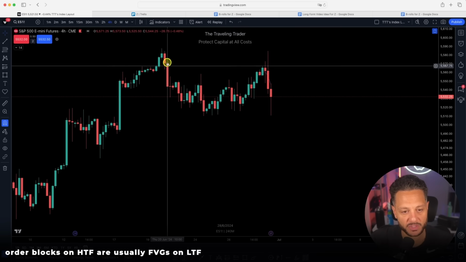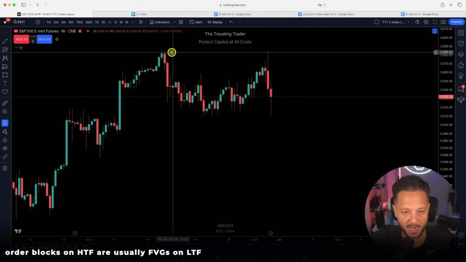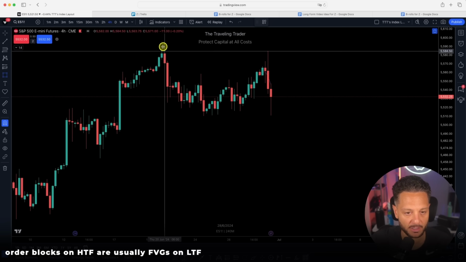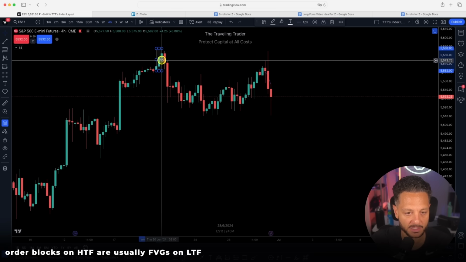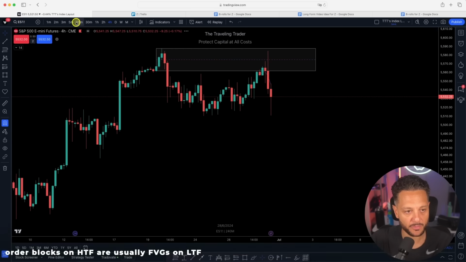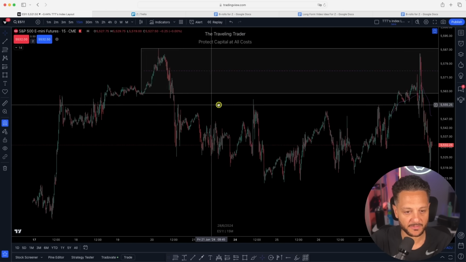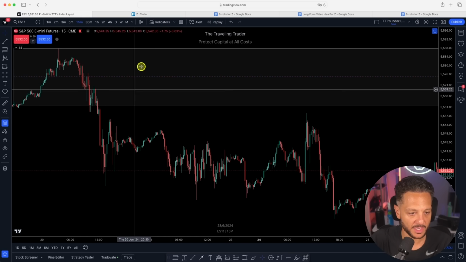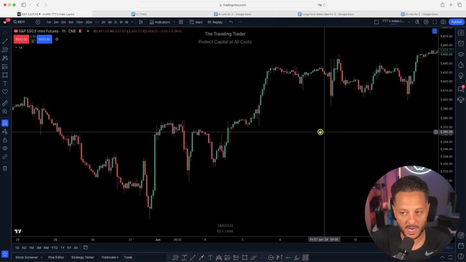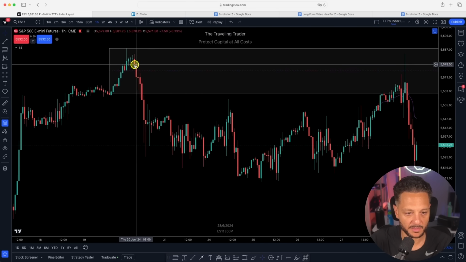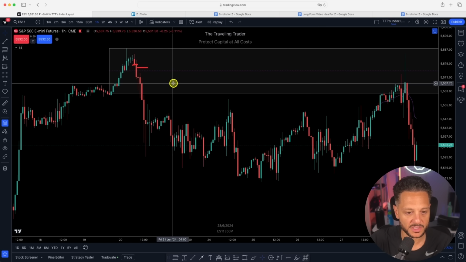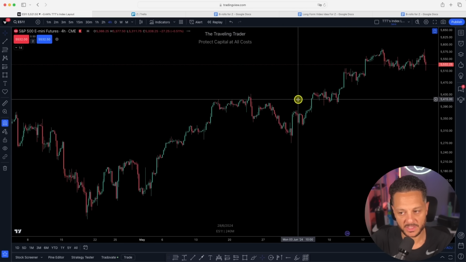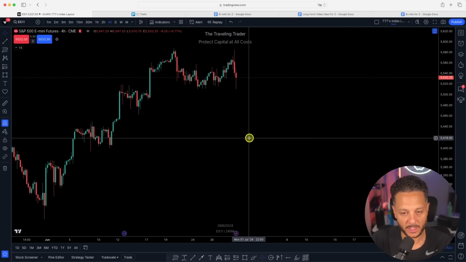Now, it's important to note that order blocks on the high time frame are often fair value gaps on the lower time frame. So if we break this down, this is the bearish order block here. If we break this down into the 15 minute, for instance, you'll see that there are a bunch of fair value gaps here. If you break it down to the 1 hour, you'll see the same thing. So what is an order block on a higher time frame might be a series of fair value gaps on the lower time frame.